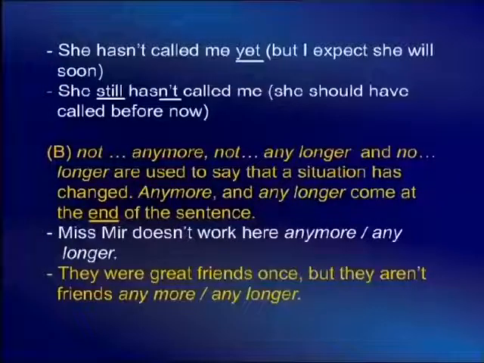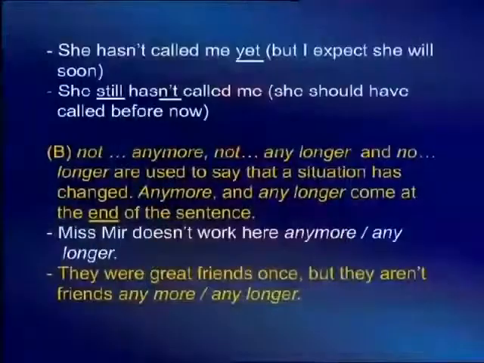When you say, she hasn't called me yet, you mean, it is implied, but I expect she will soon. But when you say, she still hasn't called me, there is the implication that she should have called by now. So, "still" shows a stronger impatience on the part of the speaker. Now, let us look at phrases like not anymore, not any longer, and no longer. And we find that they are used to say that a situation has changed. And "any more" and "any longer" come at the end of a sentence.